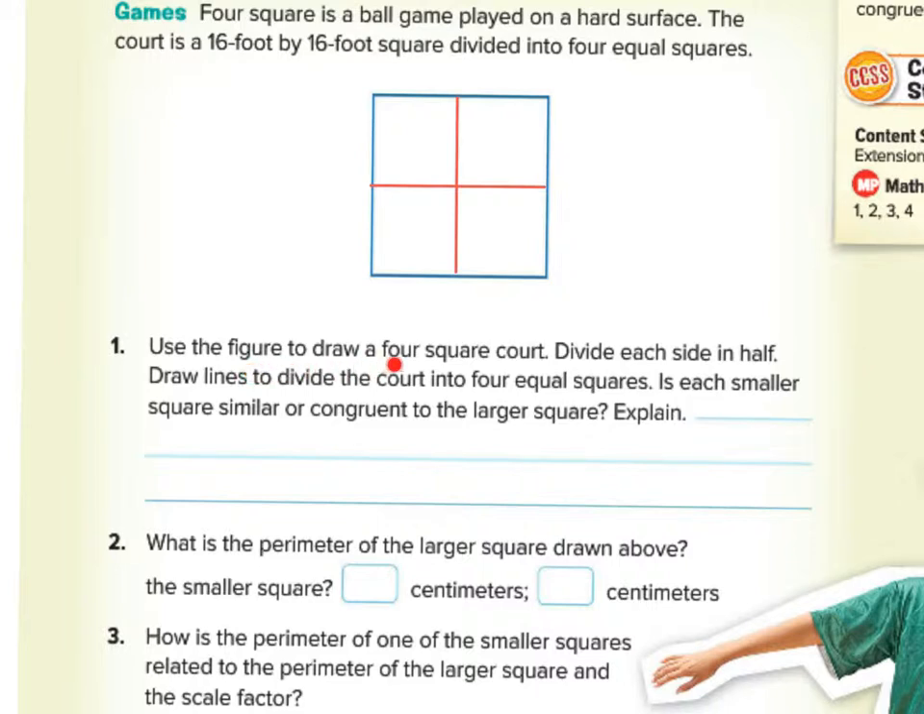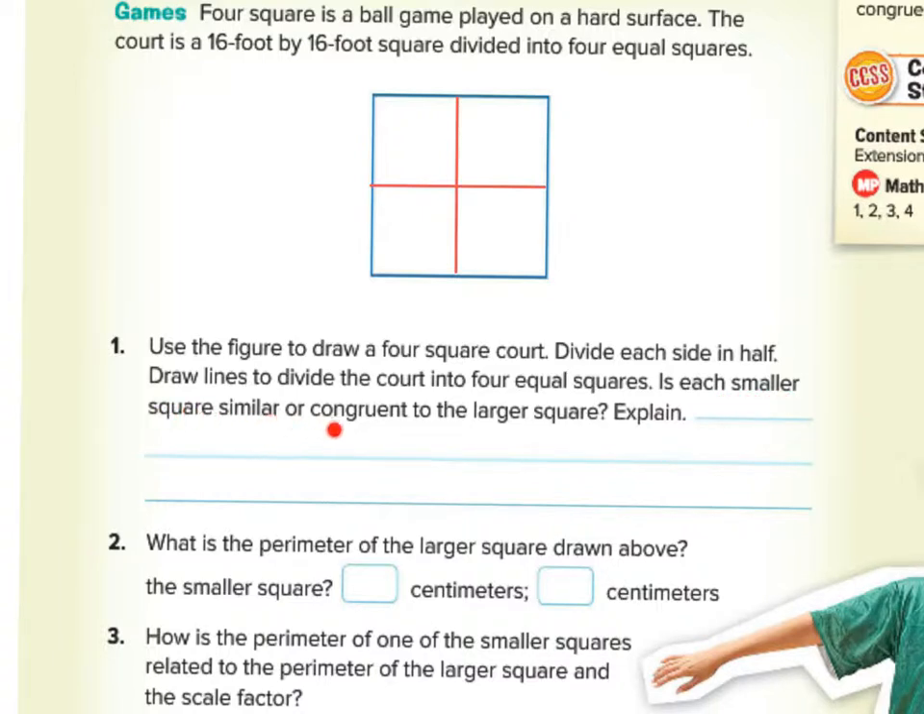Use the figure to draw a 4-square court. Divide each side in half. Okay, we're going to divide, so we cut it down in half and then cut that in half. Draw lines to divide the court into 4 equal areas. Done.